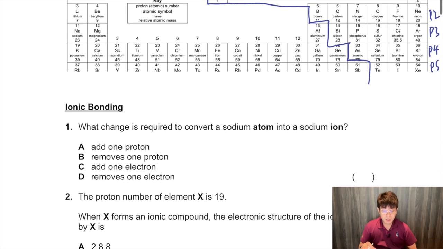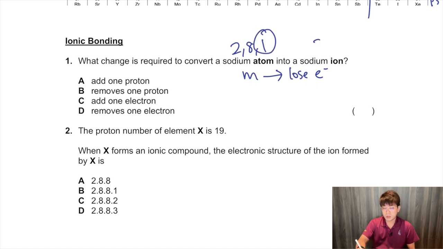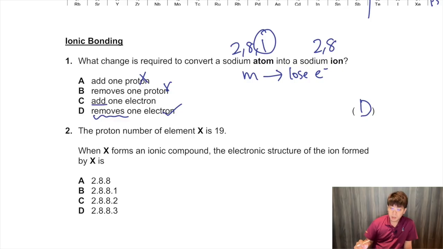Okay, so now we are at ionic bonding question number 1. What change is required to convert a sodium atom 2.8.1 into a sodium ion? We know that a sodium atom is a metal, so metal will lose electrons. It will lose 1 valence electron to become 2.8. No protons are added or removed, so it loses 1 electron. Answer is D.